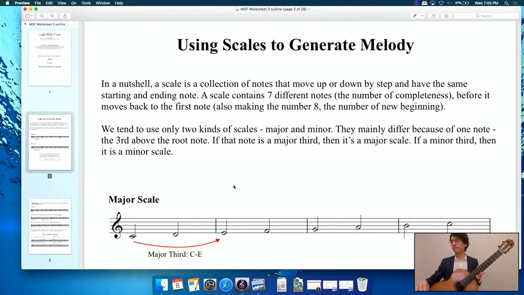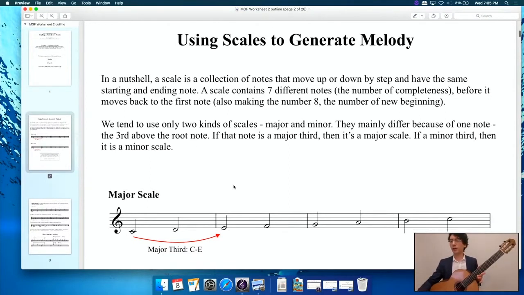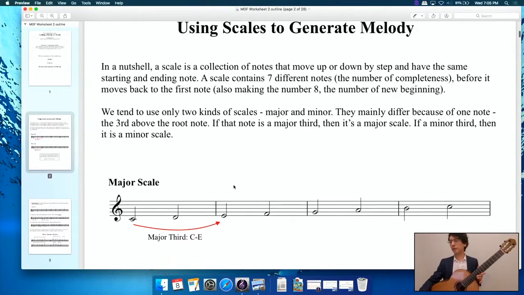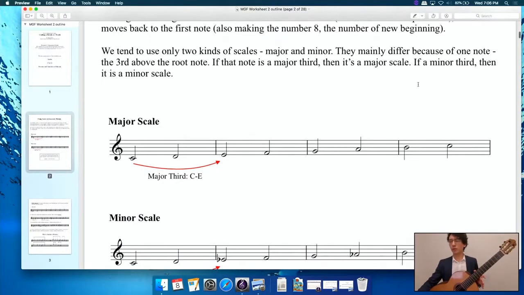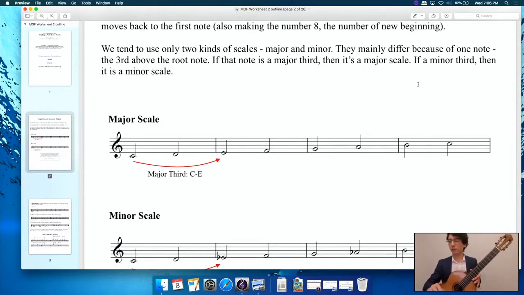And I'm using the word generate because, as you'll see, there are so many ways to create melody using these processes. So just in case you're not aware of what scales are, a scale in a nutshell is a collection of notes that move up or down by step and have the same starting and ending note. A scale contains seven different notes, which is the number of completeness, before it moves back to the first note, making the number eight the number of new beginning. We tend to use only two kinds of scales in classical guitar music, major and minor.